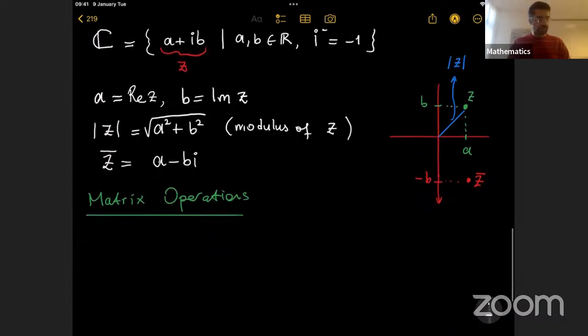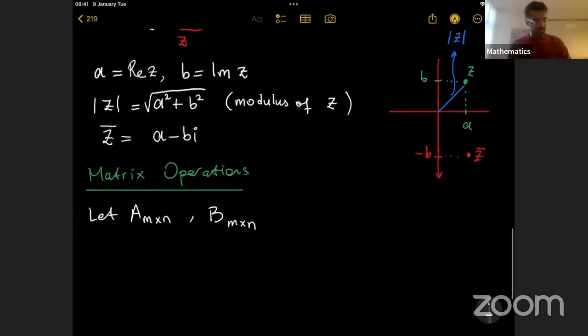So matrix operations, so let's take A. It's an M by N matrix, okay? And B is also M by N. So basically these are matrices of the same size, okay? They both have M rows and N columns, okay? So what is A plus B?